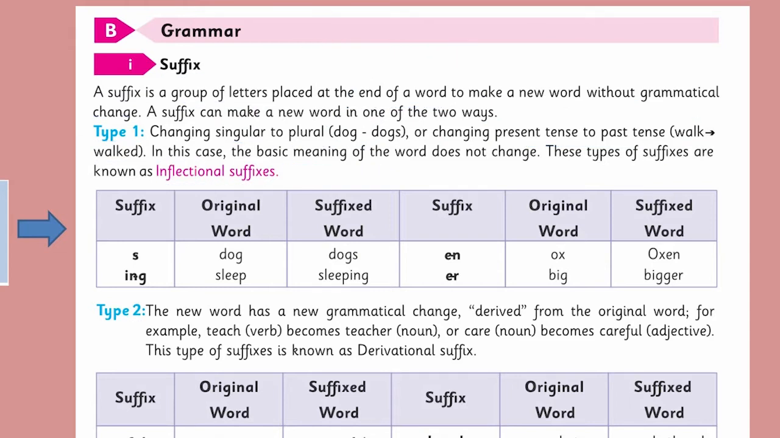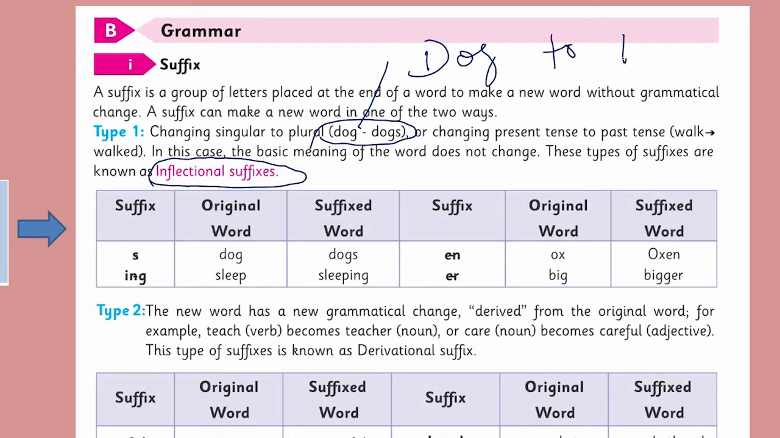When we change singular to plural and add es or s or other letters to make it plural, it is called an inflectional suffix. We simply change singular nouns to plural nouns. Like in this example, we changed dog to dogs. What we have done is add s to make it plural.